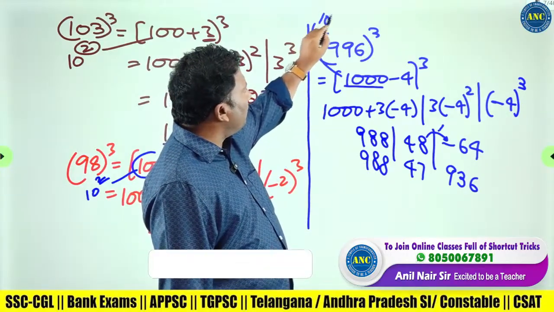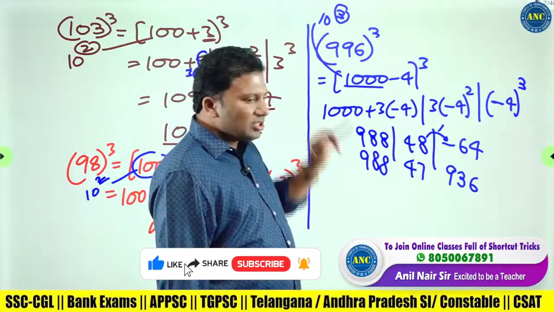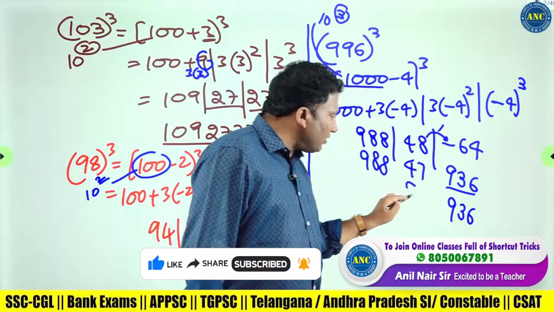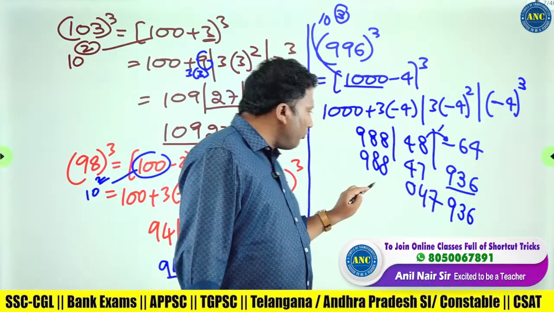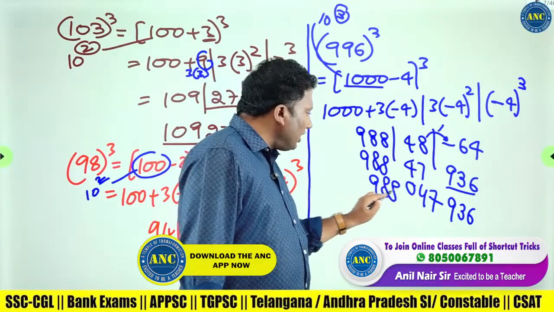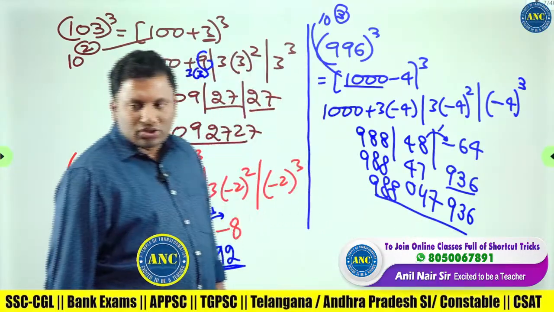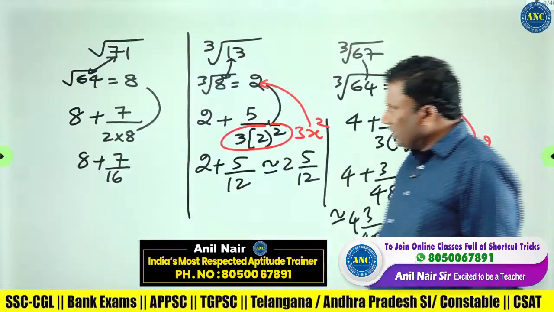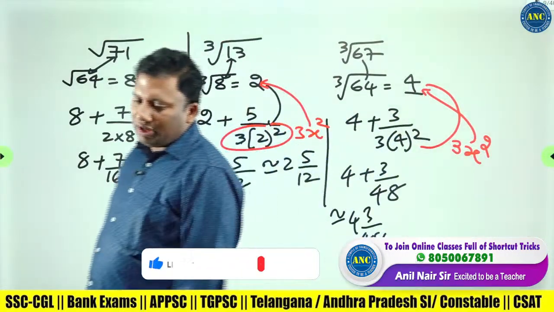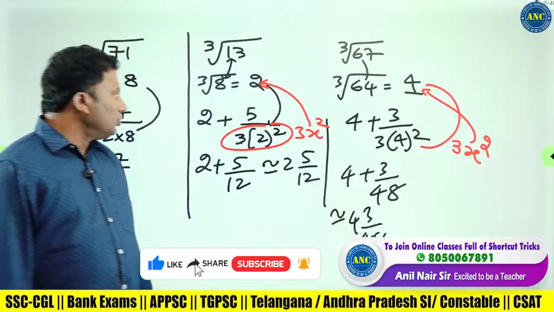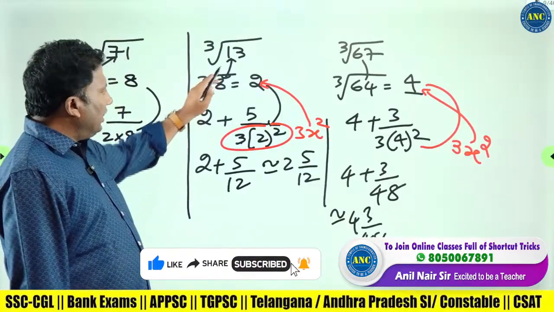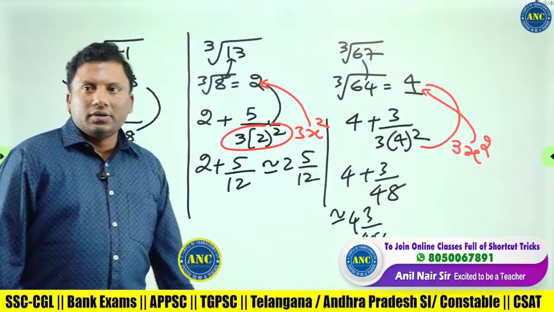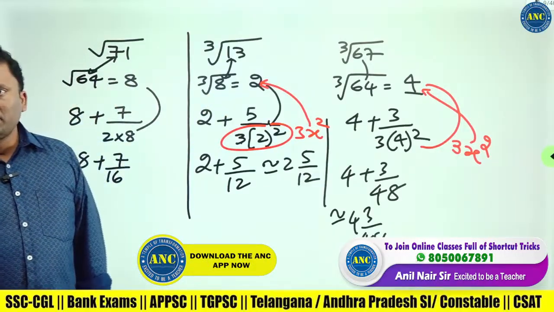1000 means 10 power 3, so last two places are 3 digits each. 936 is 3 digits. 47 in 3 digits is 047. Remaining is written like this: 988 047 936. Now cube root of 13 is nearer to cube root of 8. 13 minus 8, the difference is 5. 3 into 2 square. Just scroll down.